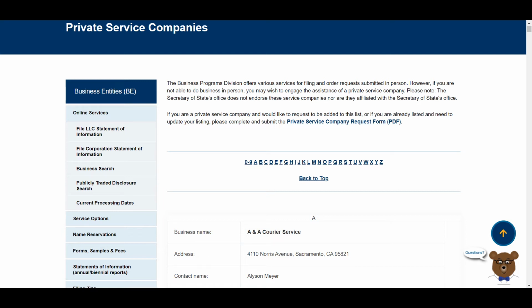The agent should agree to accept service of process on behalf of the limited liability company prior to designation. Individual agents must reside in California, and their street address, not a P.O. box, must be listed in the LLC's articles of organization. The agent may be a member, manager, or officer of the LLC, but does not need to be affiliated with the LLC. The California Secretary of State maintains a list of private services companies, commercial registered agents, that will act as an agent for service of process for a fee.